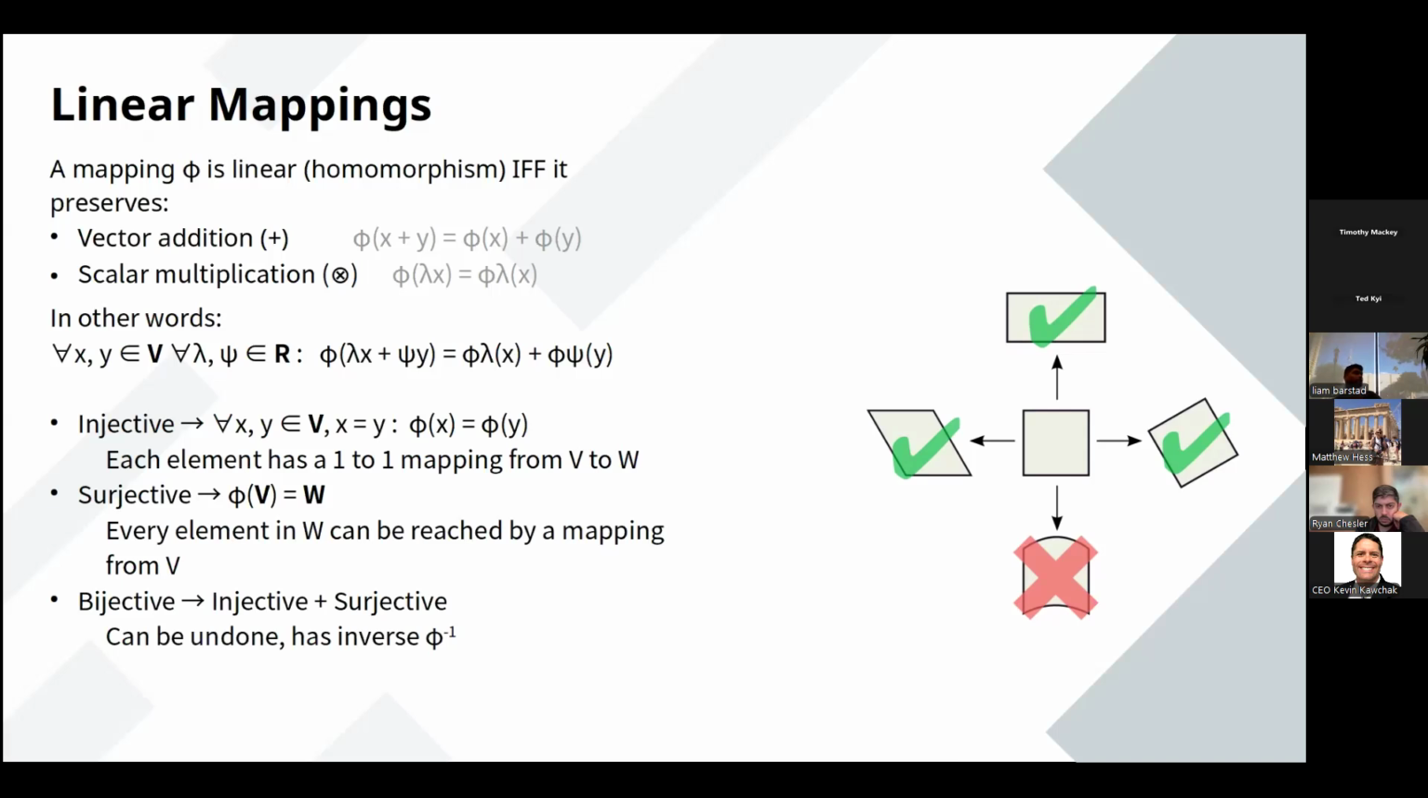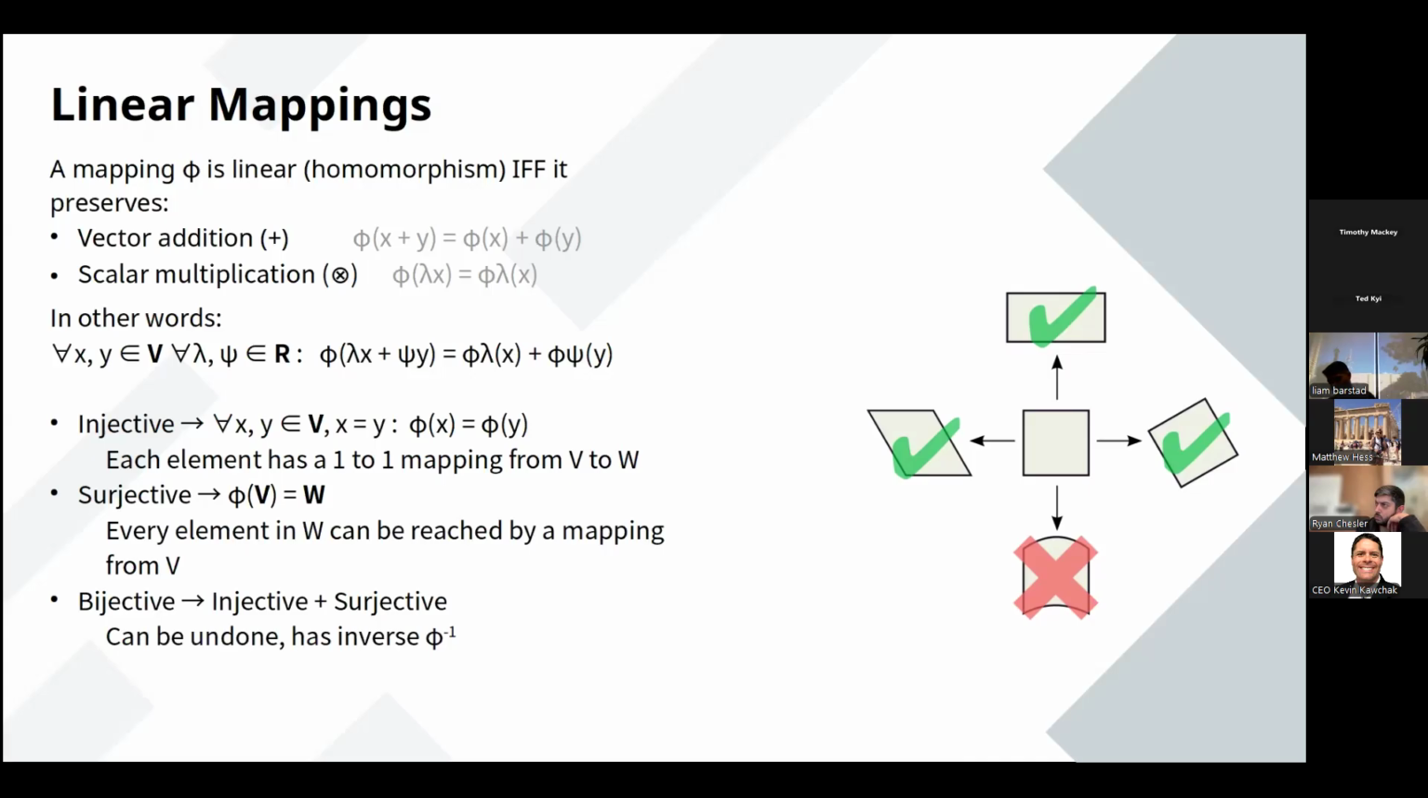Surjective basically means that every element in W, the vector space you're transforming into, can be reached by a mapping from V. An example of something that's not surjective is the square, because you can't actually reach every element in W.